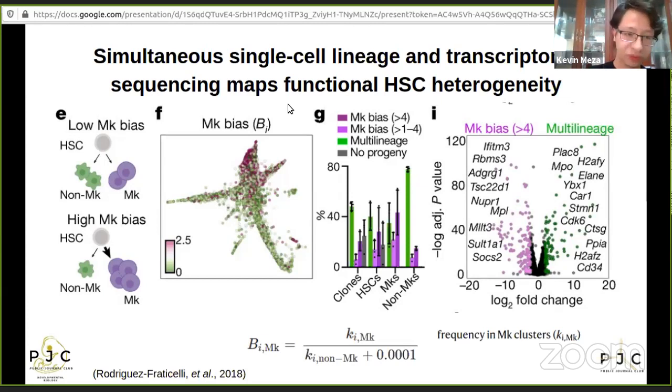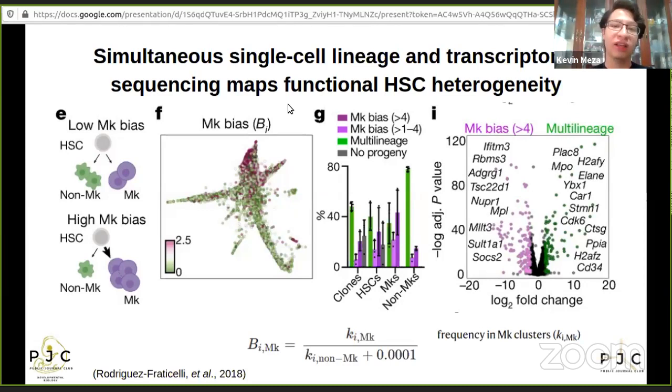Again, in panel E, we can see these two groups of hematopoietic stem cells that have a low bias and a high bias. Here, a bias to produce megakaryocytes is highlighted in purple, and a greater bias is highlighted in darker purple. If cells give rise to multi-lineage cells, it is highlighted in green.